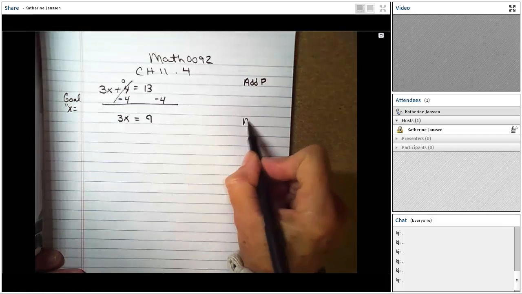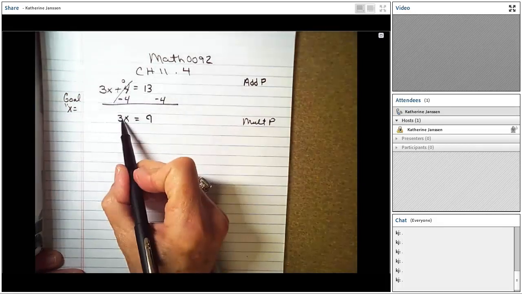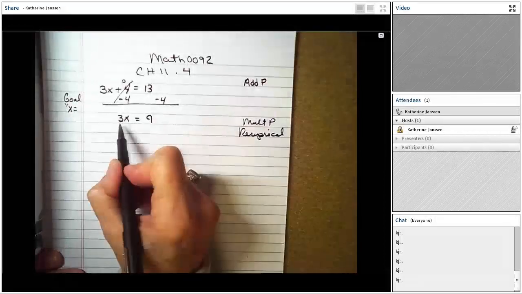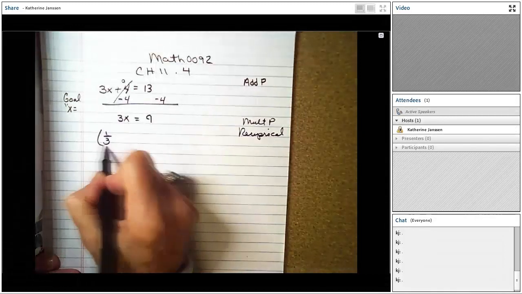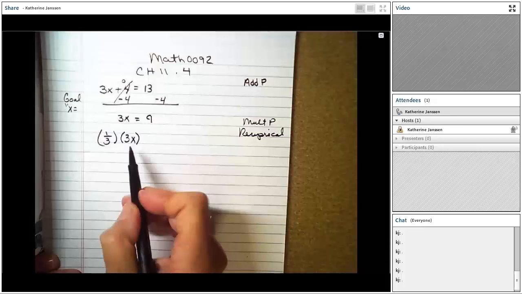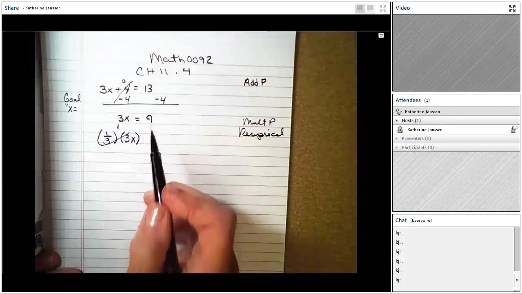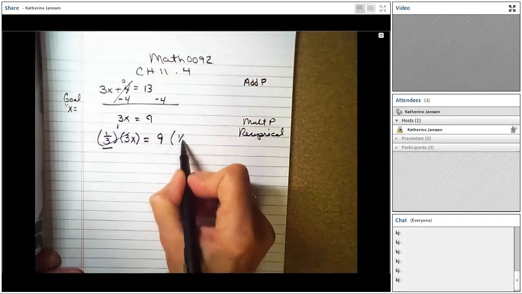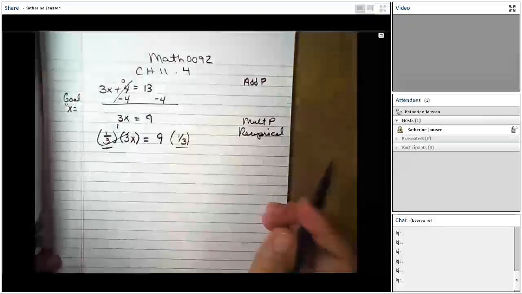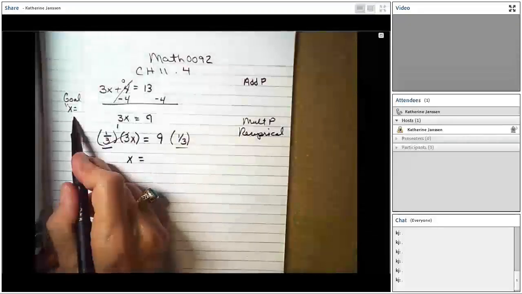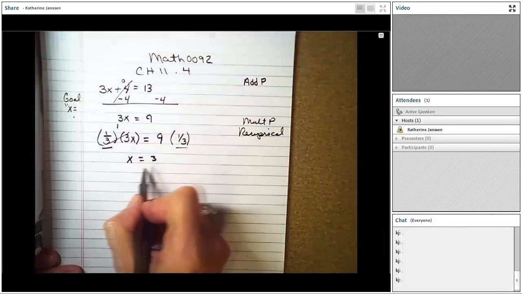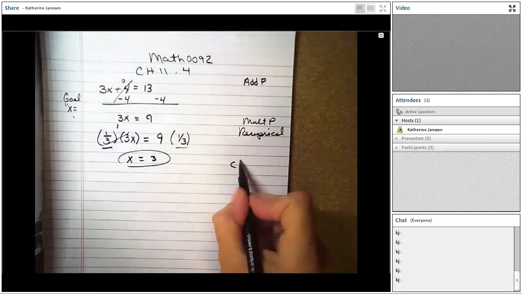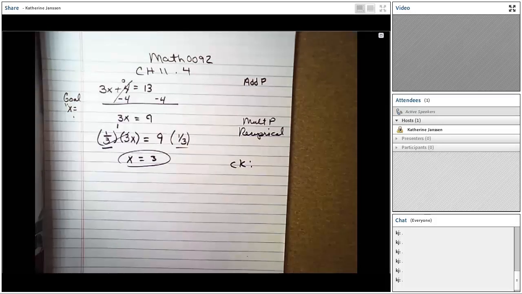So now I'll use the multiplication principle to unwrap 3 times x. I'll multiply by the reciprocal of the coefficient on the x term, which is 1/3. 1/3 times 3 goes to 1. 1 times x would be x. But if I multiply by 1/3 on this side of the equation, I'll have to multiply by 1/3 on this side of the equation. So I have x equals, that's my goal, and 1/3 of 9 is 3. X equals 3 is your solution. And you can check. Substitute back into the original equation.